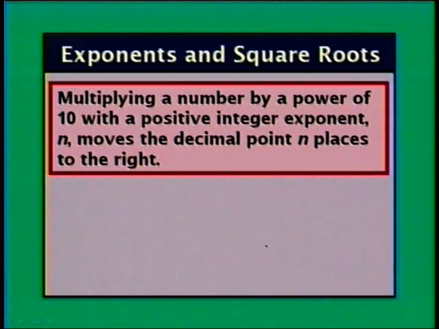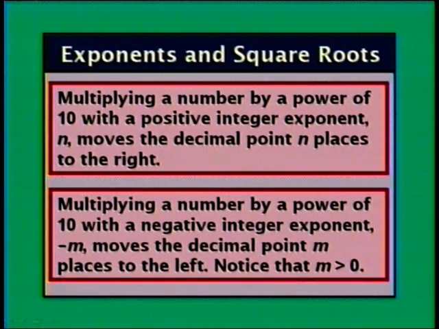Let's recall that multiplying a number by a power of 10 with a positive integer exponent m moves the decimal point m places to the right. And multiplying a number by a power of 10 with a negative integer exponent negative m moves the decimal point m places to the left. Notice that m is greater than 0. So for example, if we multiplied a number by 10 raised to the negative 3 power, we'd move the decimal point 3 places to the left.